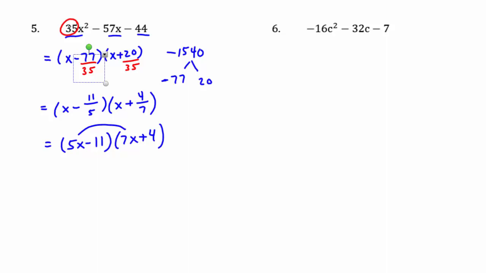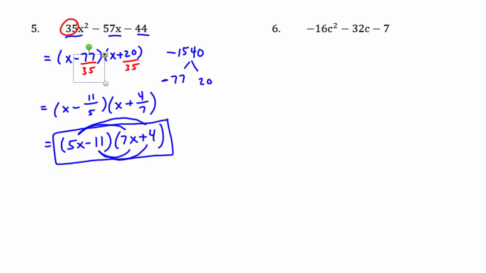I always like to check my work. 5x times 7x is 35x squared. 20x minus 77x is negative 57x. And negative 11 times positive 4 is negative 44. So good, we just factored that trinomial.